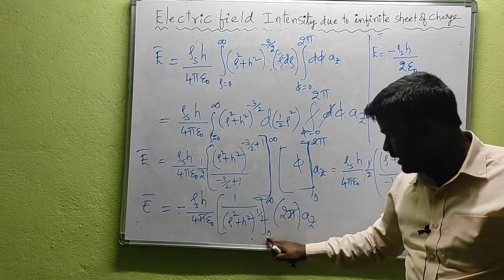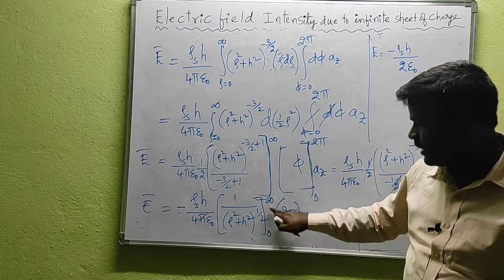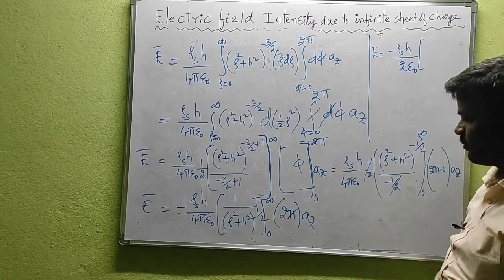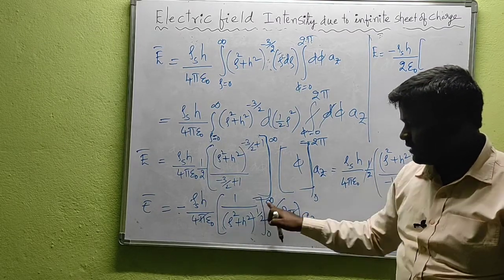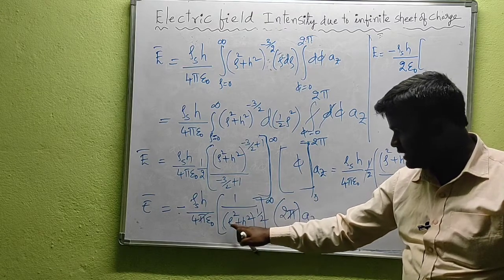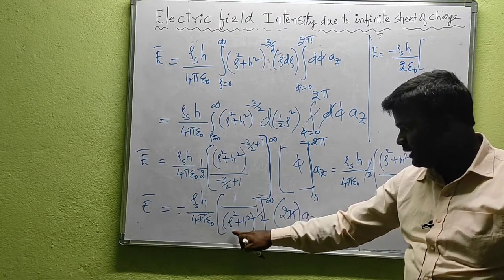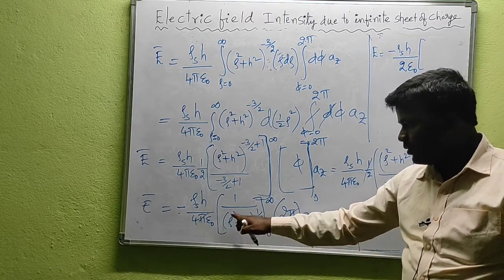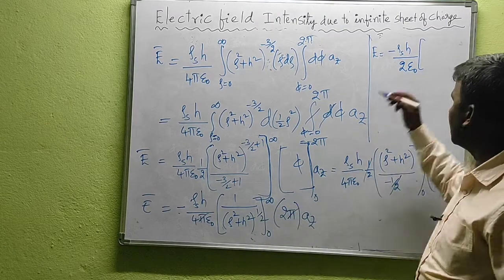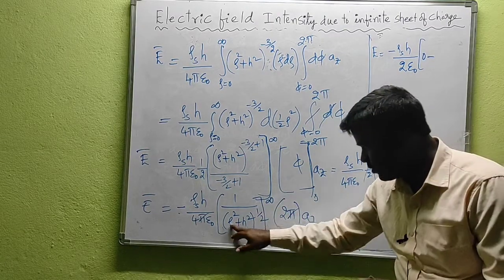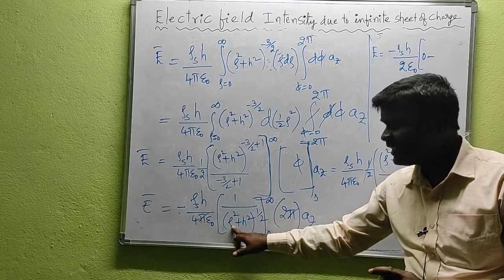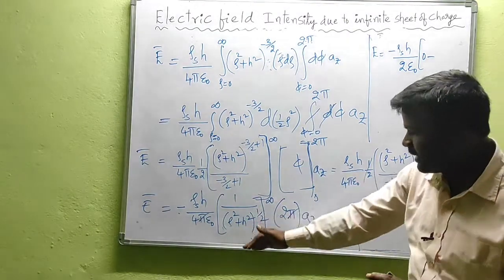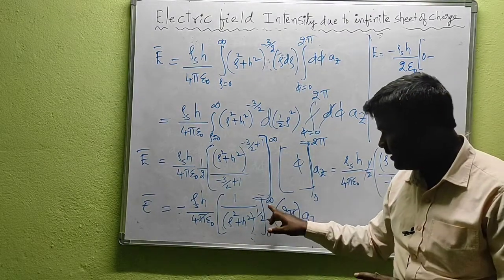Rho is varied from 0 to infinity, that means the lower limit of rho is 0 and the upper limit is infinity. So it can be written as upper limit minus lower limit. What about the upper limit? Rho is infinity, so here 1 by root of infinity square plus h square. Infinity square is infinity, infinity plus something is infinity, root of that is infinity. Something by infinity gives 0. The upper limit is over.